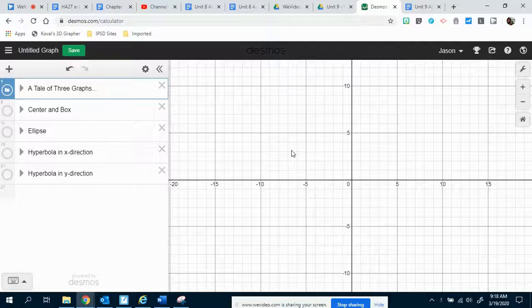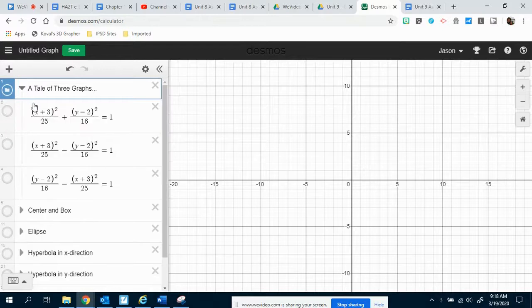I'm going to share with you a tale of three graphs. These three graphs have a lot in common. We have (x+3)^2/25 + (y-2)^2/16 = 1. (x+3)^2/25 - (y-2)^2/16 = 1. And -(x+3)^2/25 + (y-2)^2/16 = 1. They look very similar. We just have some few minor modifications to what's positive and what's negative all the time.